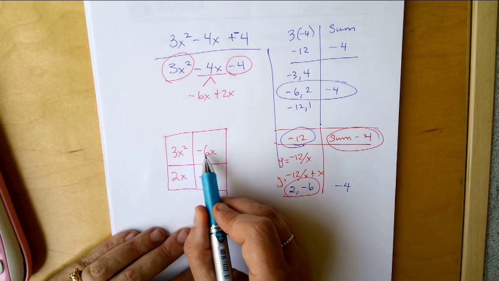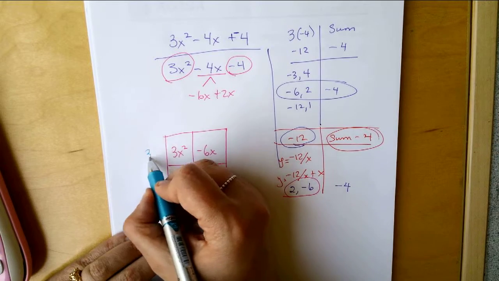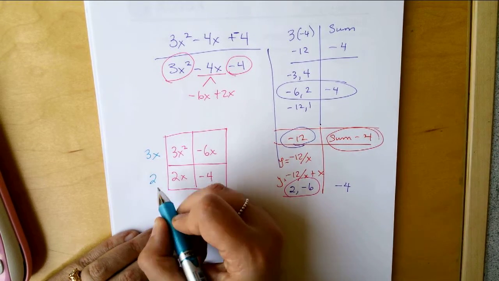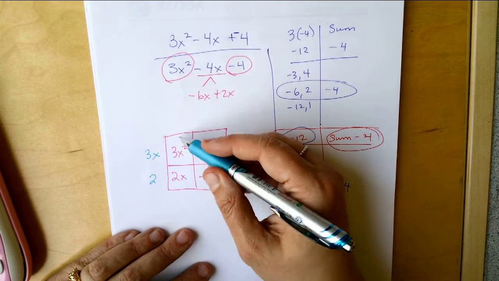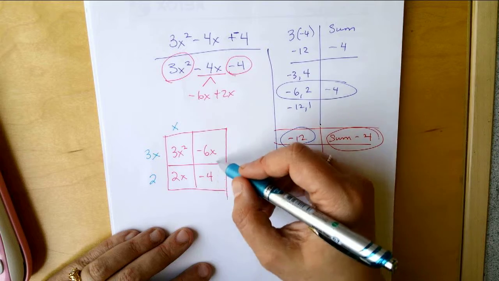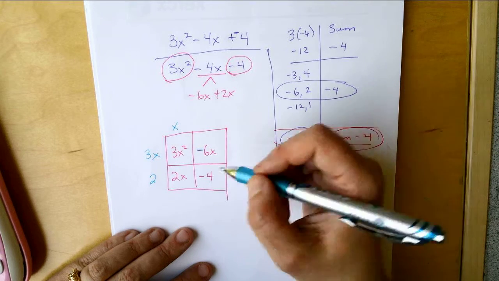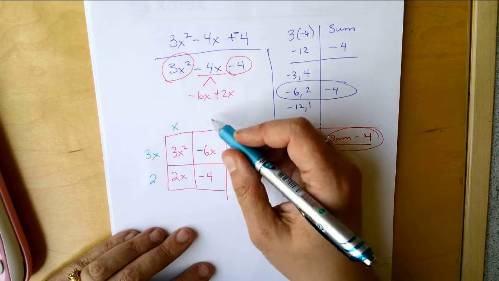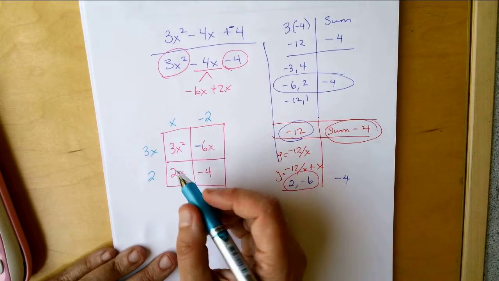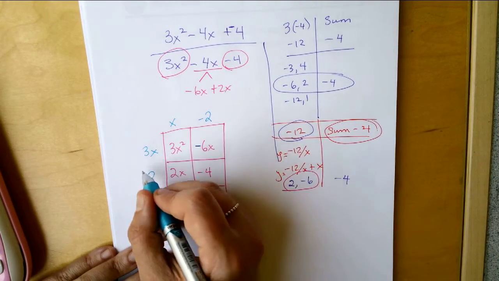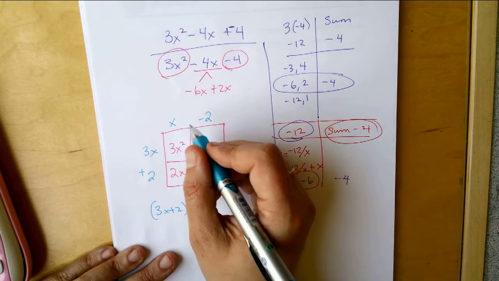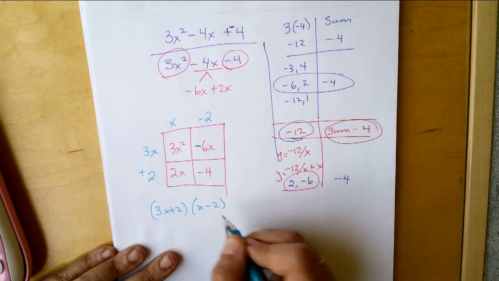What is the greatest common factor? 3x. What is the greatest common factor here? 2. What is the greatest common factor between these two? x. And here, since it starts with a negative, we would factor out a negative, so that would be negative 2. Okay, so that means my factor pairs are, since this is positive, 3x plus 2 times x minus 2.